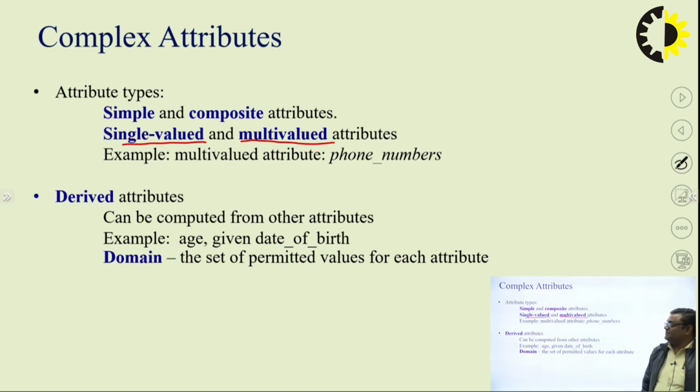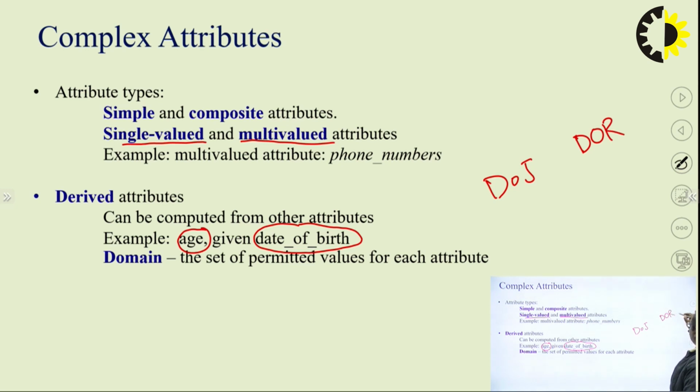Derived attributes are attributes that are derived from other attributes, like age. Age can be derived from date of birth. We can have another example also. From the date of joining and date of resignation for an employee, we can count the experience also. That can be derived from date of joining and date of resignation.